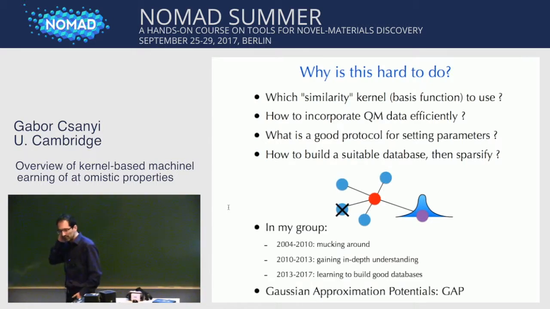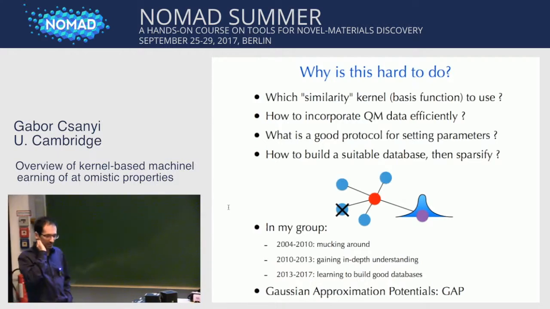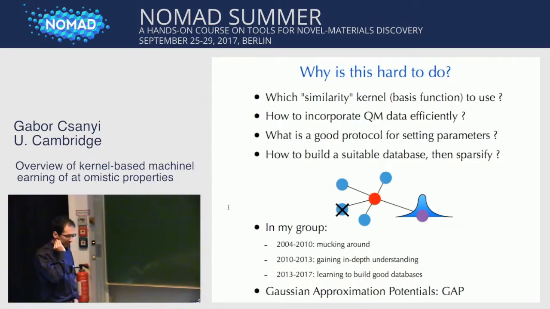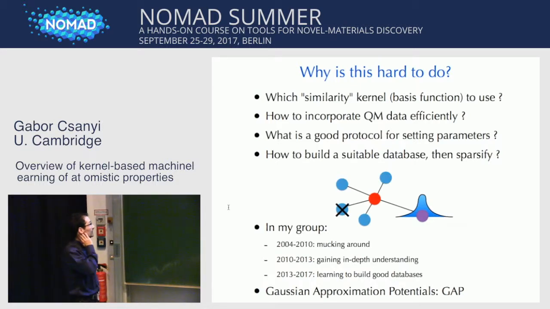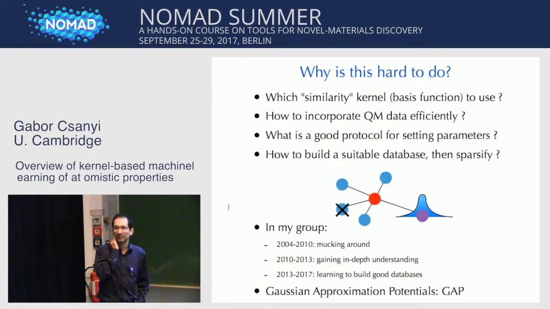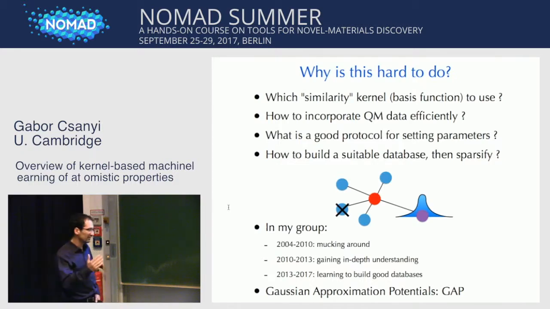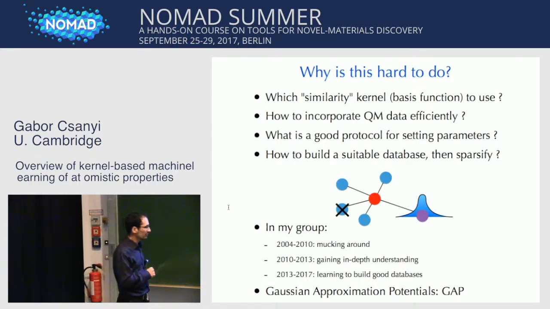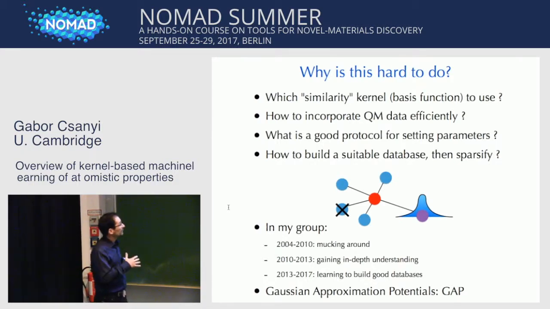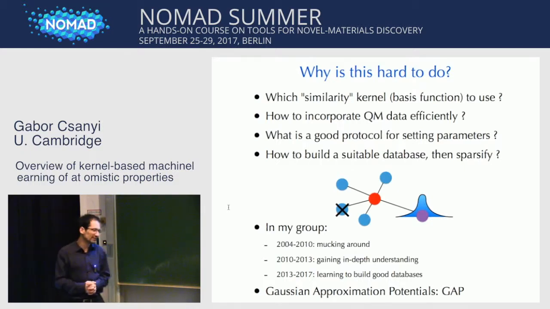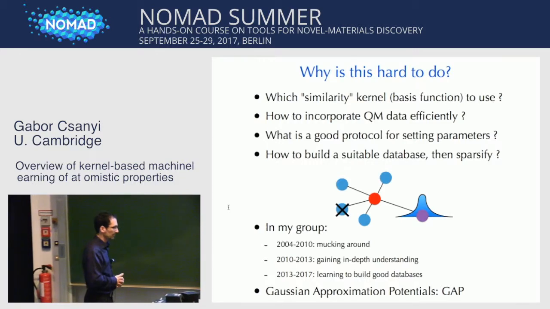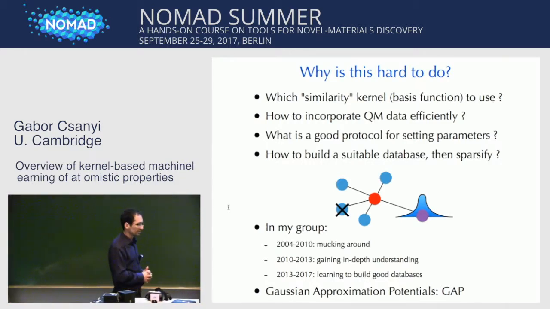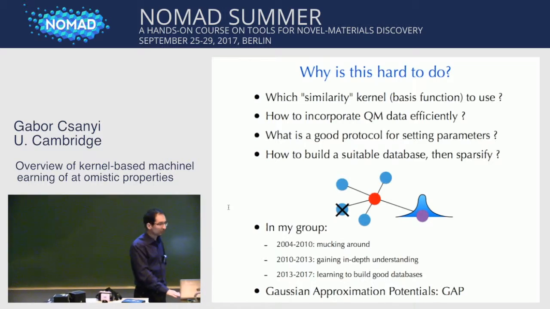And it's somewhat reflected in what happened in my own group. So this is a somewhat tongue-in-cheek history of what I've been doing. From 2004 to 2010, I've been learning the basics, just like some of you have been recently, just mucking around, basically trying to read papers in machine learning, playing with very small examples. And then between 2010 and 2013, I felt that we actually got some in-depth understanding of what kernels mean and why one kernel is good and the other isn't, and how to incorporate symmetries properly, and whether we want to incorporate symmetries and how important that is. And I feel that we gained some understanding.